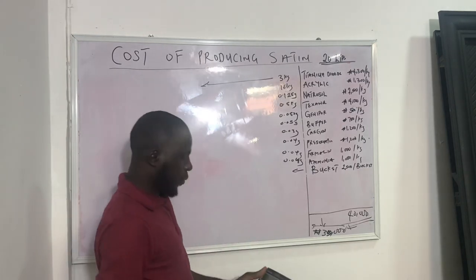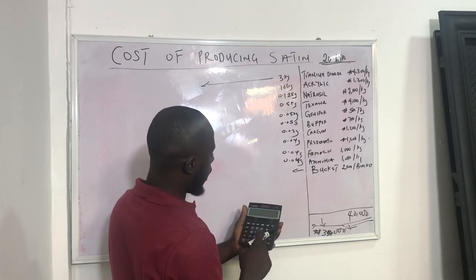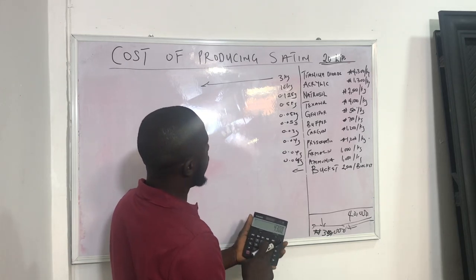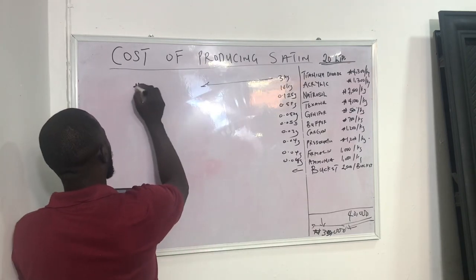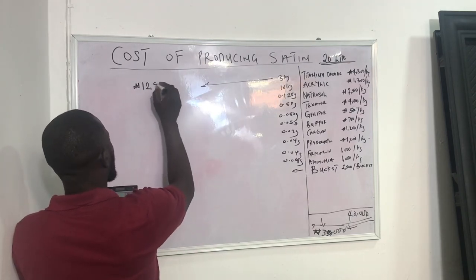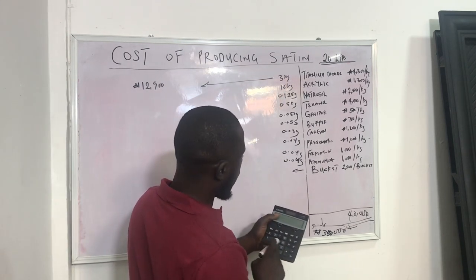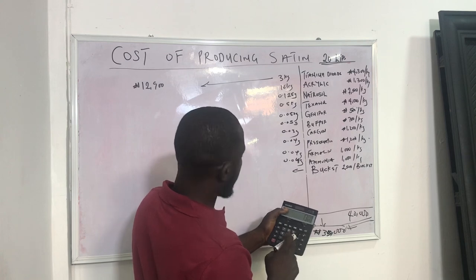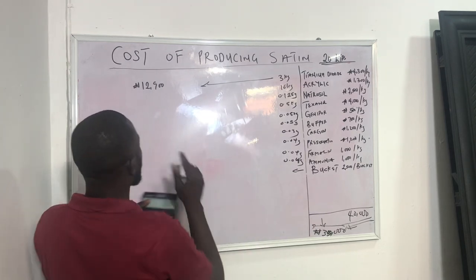Now, we have our titanium dioxide at 4,300 naira times 3, which is 12,900 naira. Then we have acrylic at 1,300 naira times 10, which is about 13,000 naira.